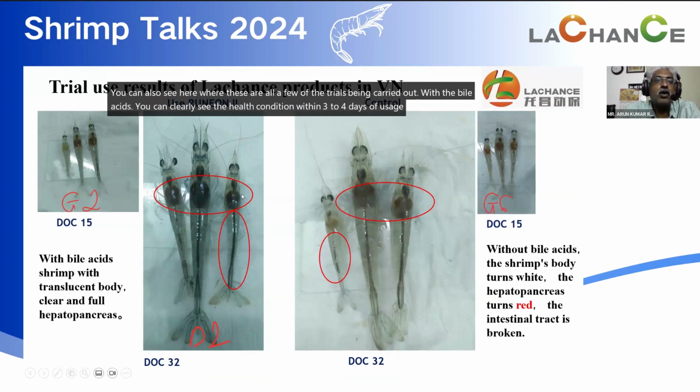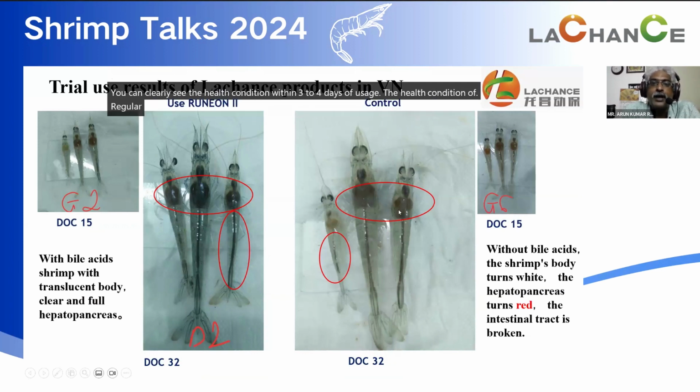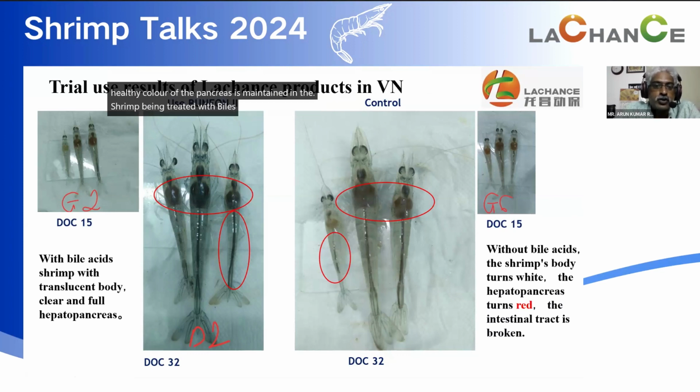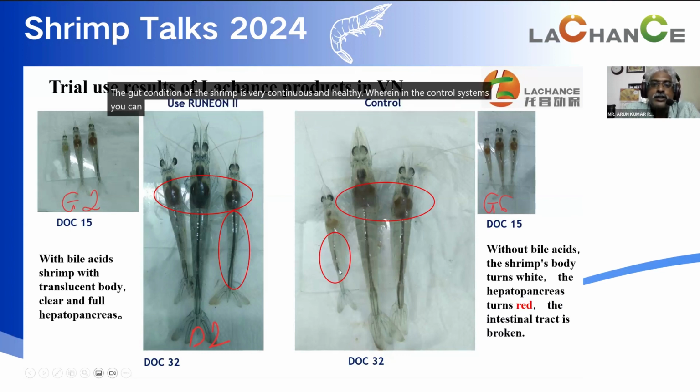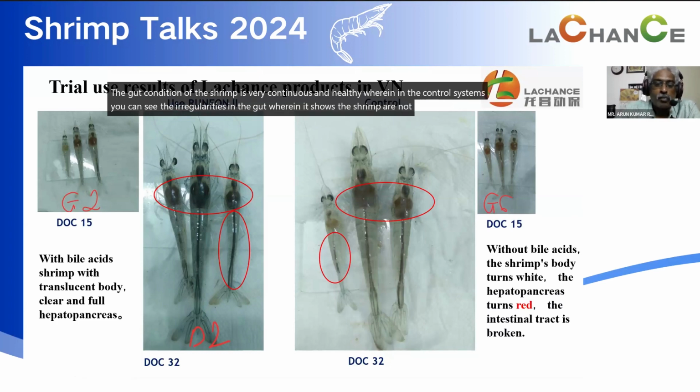In the control pond, you can see the pale color of the hepatopancreas, whereas the healthy color of the hepatopancreas is maintained in the shrimp being treated with bile salts. And also you can see the gut condition. The gut condition of the shrimp is very continuous and healthy, whereas in the control systems you can see irregularities in the gut, which shows the shrimp are not feeding properly.